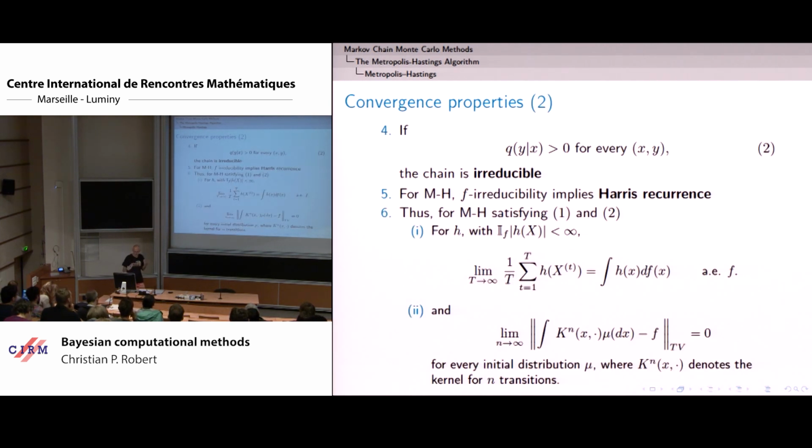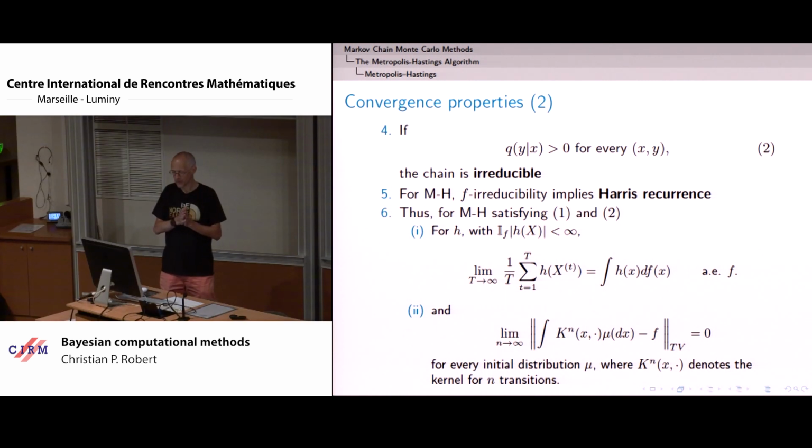Yeah, irreducibility is a bit of an issue. If you pick a proposal Q that is too narrow in scope, so the support is too small, you may fail to reach the entire coverage of the density F, and then the chain is not irreducible; it doesn't visit the entire space. But if you can push Q to be wide enough and reach far enough, then you get irreducibility.